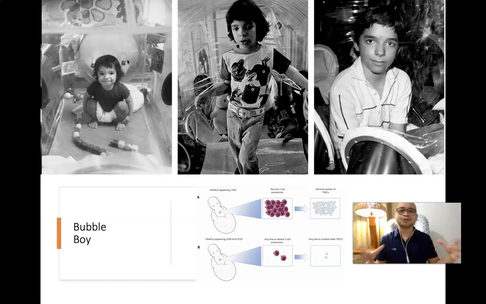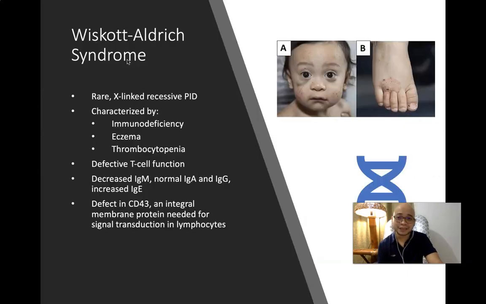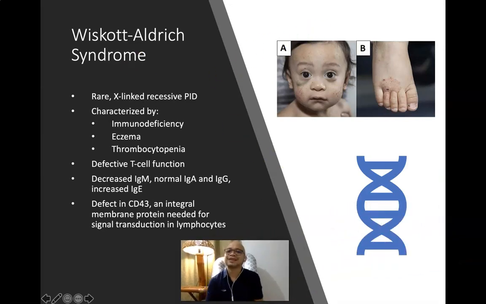Of course, you have to adjust the size of the bubble as this boy grows up. Okay, so again, in SCID, you have a very low amount of T cells, which affects both cell-mediated and humoral immunity.